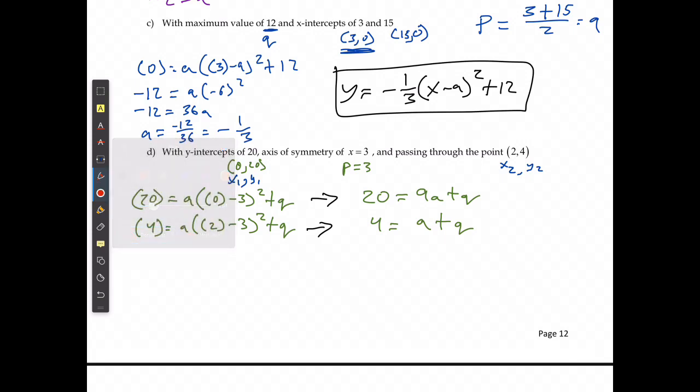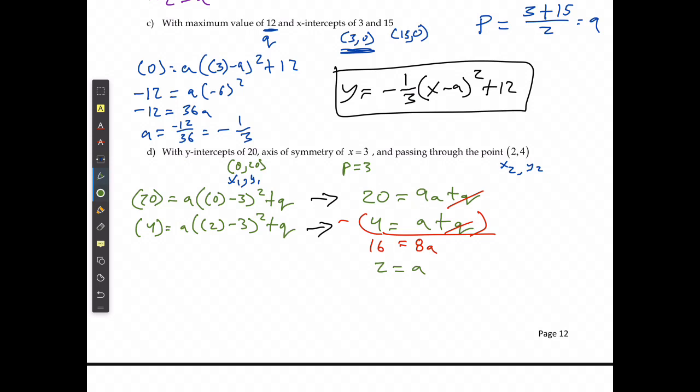Now I'm going to solve this system through elimination. I'm going to subtract vertically to cancel out the variable q. So I'm going to say that 20 minus 4 is going to leave me with 16 is equal to 9a minus 1a, leaving me with 8a. And q minus q is going to eliminate q. Now I can state that 16 divided by 8, a is going to equal 2.